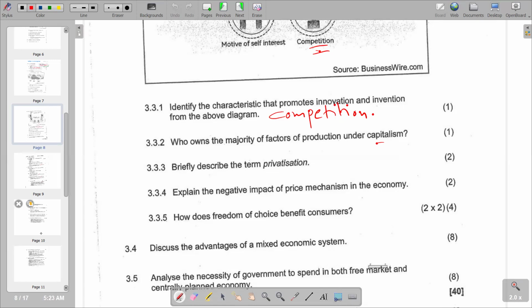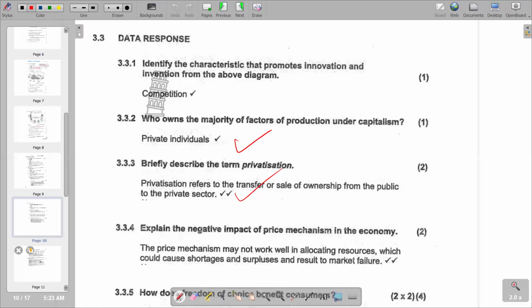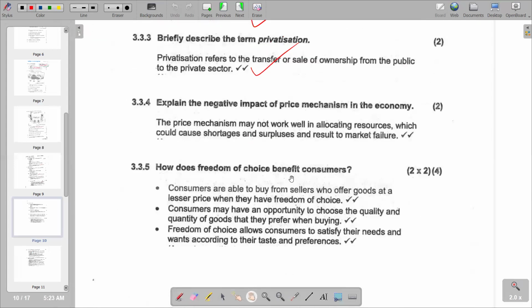We go to 3.3.5 and see what explanations we have. How does freedom of choice benefit our consumers? The first point says consumers are able to buy from sellers who offer goods at a lesser price when they have freedom of choice. And then consumers may have an opportunity to choose the quality. Freedom of choice allows consumers to satisfy their needs and wants according to their tastes and preferences. So basically, that's what we have.